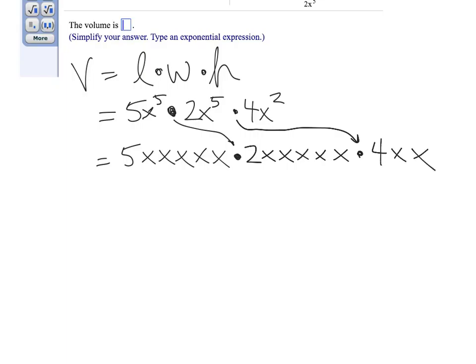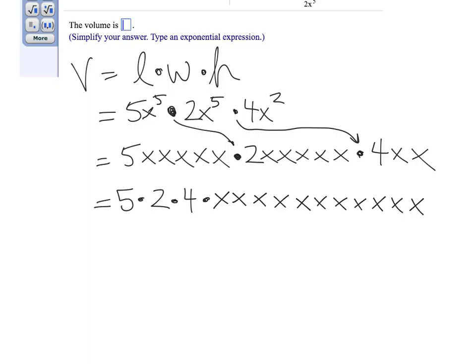So there you go. And now we're going to use the commutative property, and we're going to get our whole numbers next to each other. So that becomes 5 times 2 times 4 times. And then I'm going to be lazy and just put all these x's next to each other, but I'm not going to put the times sign because I'm kind of getting tired. So that's going to be 1, 2, 3, 4, 5, 6, 7, 8, 9, 10, 11, 12. So I'm going to have to put 12 of them.